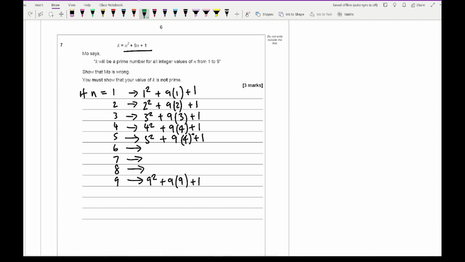And if I work that all out, what I should get is 11, 23, 37, 53, 71, 91, 113, 137, and 163. Now what I'll do is just check to make sure whether any of these is prime. So here 11 is prime, 23 is prime, 37 is prime, 53 is prime, 71 is prime, 91 isn't. Now if you've got your calculator, particularly a Casio calculator, check these are prime.